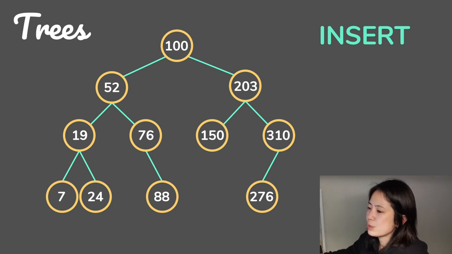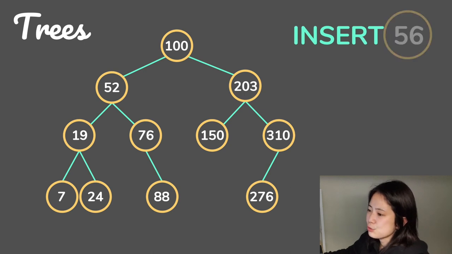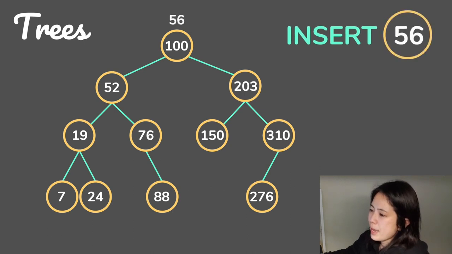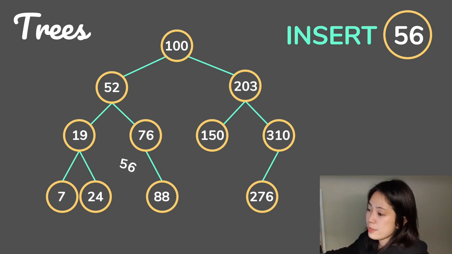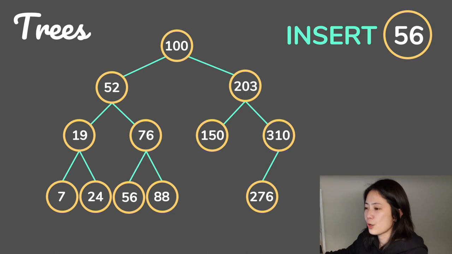Let's say we want to insert a node with 56 as a key in this tree. We're going to start at the top and compare 56 to the root. So 56 is smaller than 100, so go left. And it's larger than 52, so go to the right. And it's going to be smaller than 76, so go to the left. But that left spot is empty, so 56 would be placed there, and that is how a node can be added into a tree as a leaf.